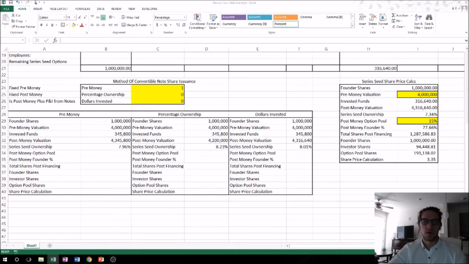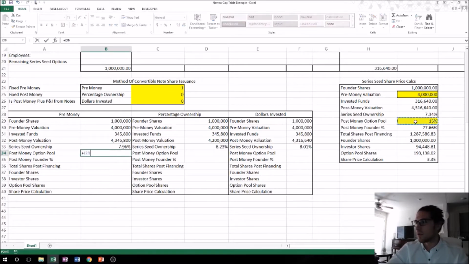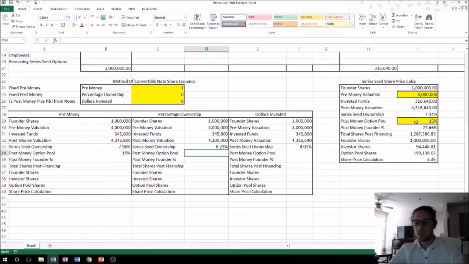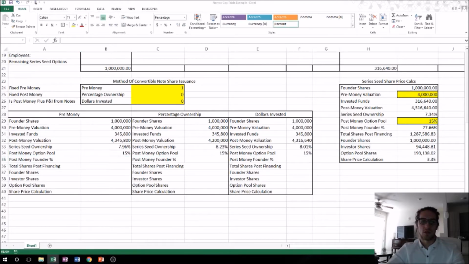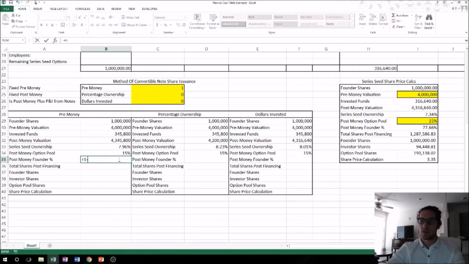So the post-money option pool is a factor of this over here, where we input this 15%. So let's do that. And one more time. There. The post-money founder percentage is similar to how we calculated over here in series seed share price. So it is just 1 minus the series seed ownership minus the post-money option pool. So 77.04, and it's going to be a little bit different in all these scenarios.